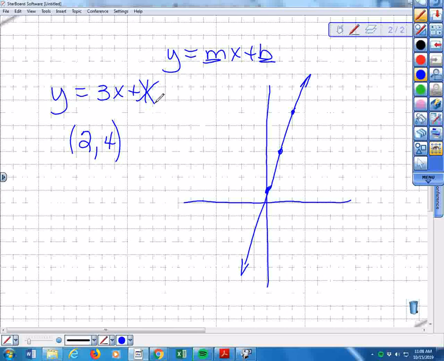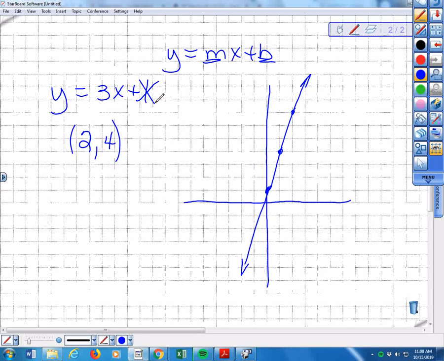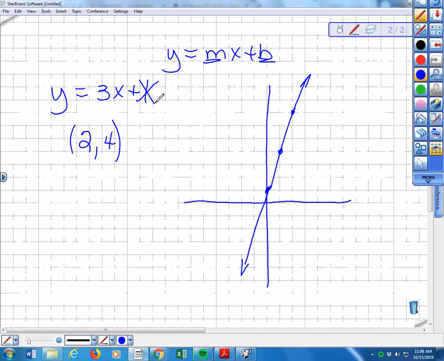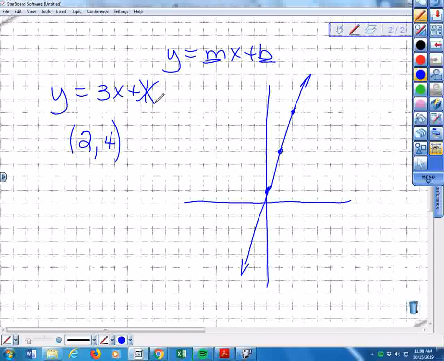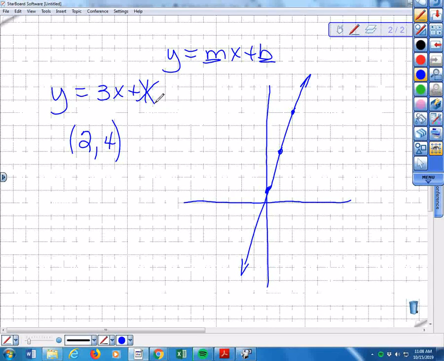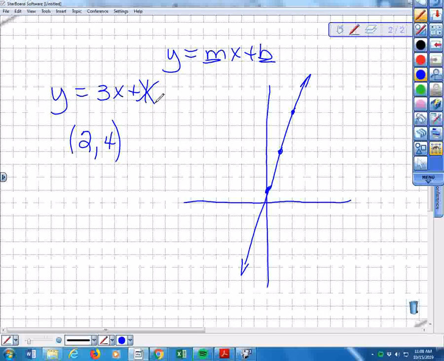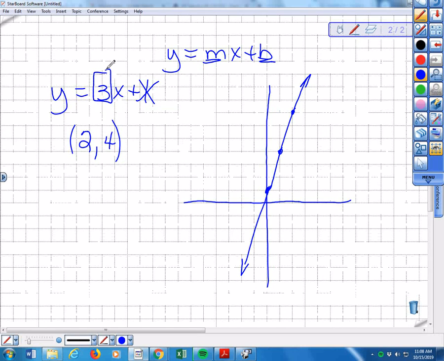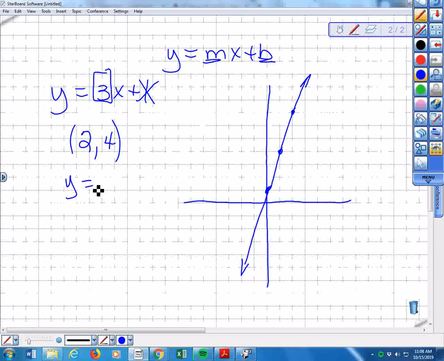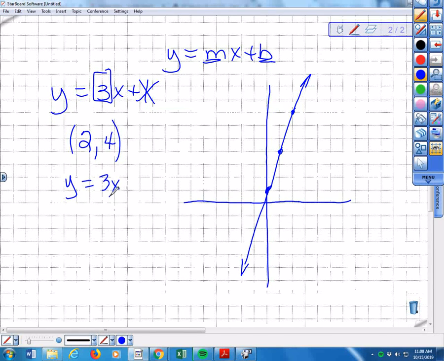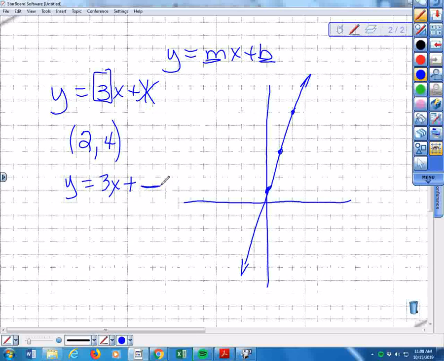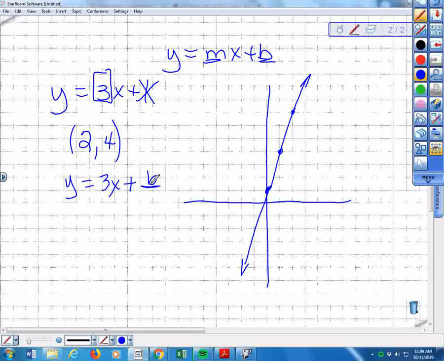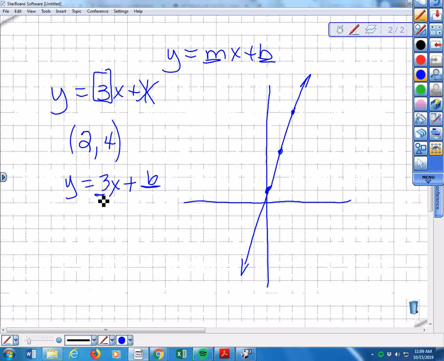Okay, so we know something special about two lines that are parallel that has to do with their slope, and what is that? They have to have the same slope. Two lines that are parallel have the same slope. Okay. So the slope here is 3. So the slope of my new line has to be y equals 3x plus some unknown that I don't know. We're going to call it b because it fits in with this form. But I don't know what b is. But I do know the slope of a parallel line has to be 3.